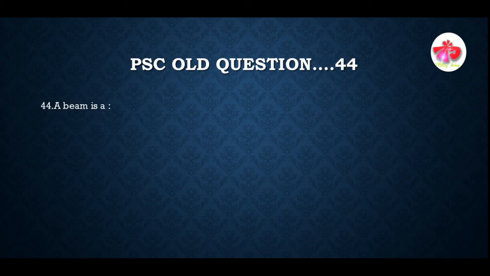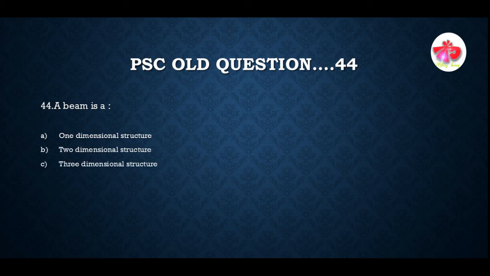Question number 44. A beam is: option A, one-dimensional structure; option B, two-dimensional structure; option C, three-dimensional structure; and option D, none of the above. So friends, one-dimensional structure is that structure having one dimension that is very greater than the remaining two dimensions, and two-dimensional structure is that structure having two dimensions greater than the third dimension, and three-dimensional structure is that structure having three dimensions comparable to each other. So a beam is always a one-dimensional structure. Option A will be the correct answer.